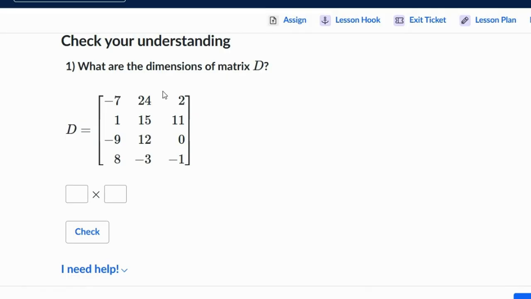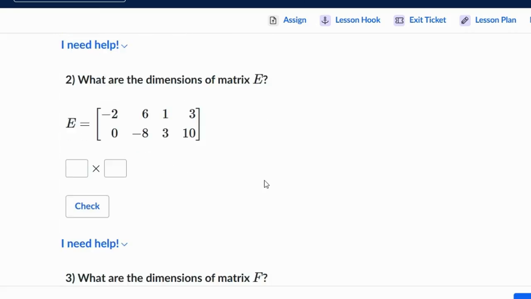What are the dimensions of matrix D? Let me open up the chat. Put that in the chat. All right, got in the chat. I've seen a lot of people saying 4 by 3, 4 by 3. Yeah, count the rows. 1, 2, 3, 4. There are 4 rows, and there are 3 columns. Check. We get the green check mark. All right, good job. How about this one?